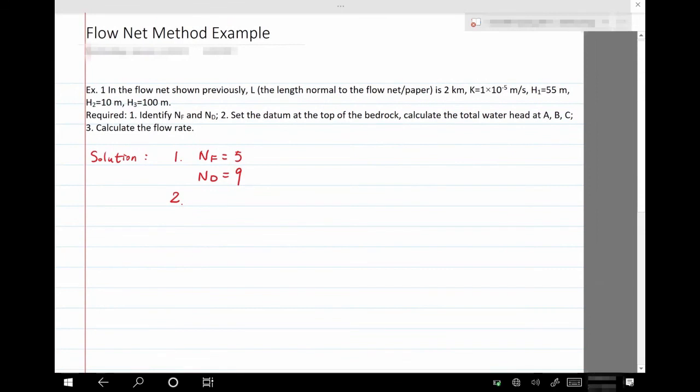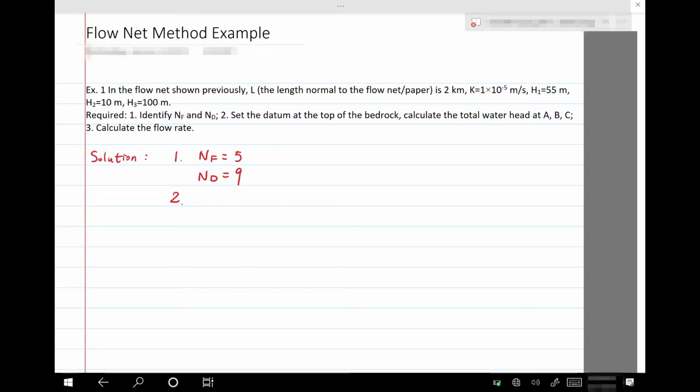For the total water heads, in the previous chapter, in order to calculate the total water head for any point inside a soil, the procedure that we did is that first we calculated the hydraulic gradient, right? And then we looked at the distance the water travels. So we multiply the hydraulic gradient and the traveling distance, so we can get the head loss from one point to another, from one point outside the soil to one point inside the soil.